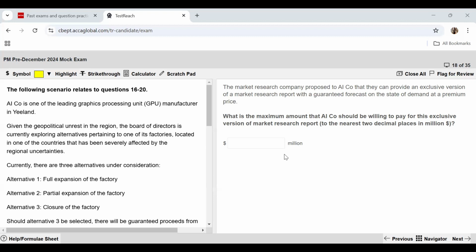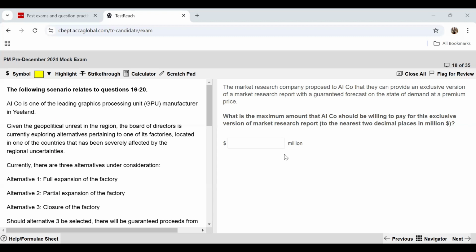Essentially, putting it in simple words, you are required to find out the value of perfect information. So the formula that we have learned, basically, we will see what will be the expected value if we have perfect information. We will subtract from it the value which we will have without perfect information. And then the difference between the two is going to be the value of your perfect information.